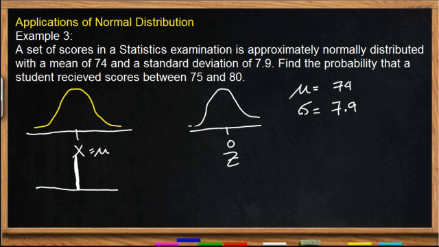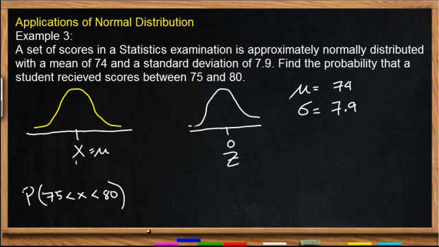74 is the mean. So now what we are looking for is a probability. We're looking for the probability that x is greater than 75 and less than 80. So in between 75 and 80.